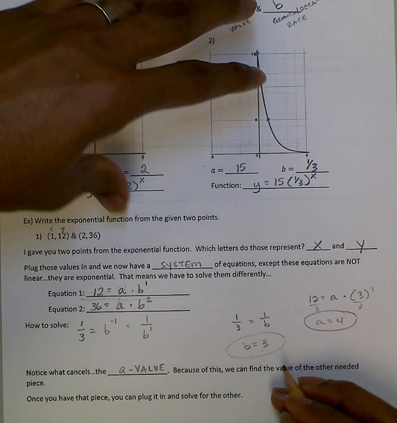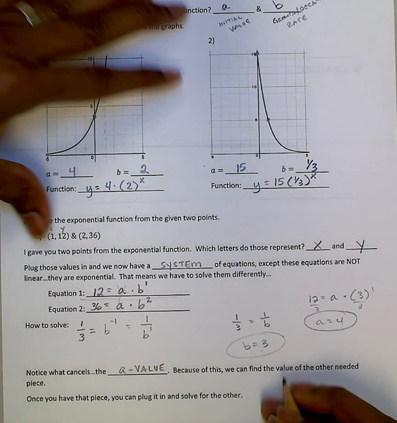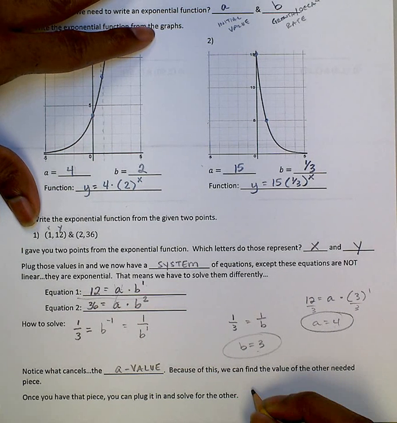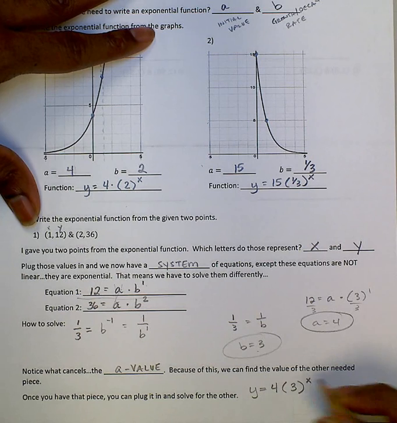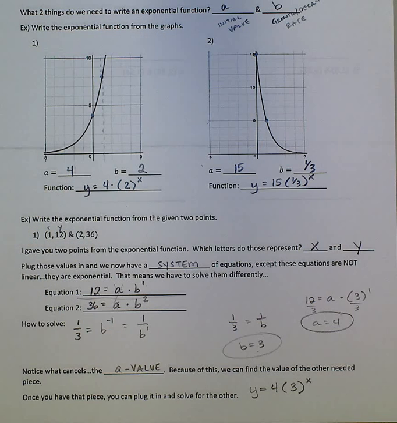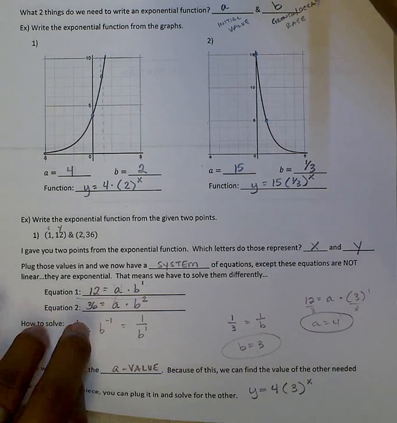And so I can write my equation for the system as y equals 4, 3 to the x. Okay? Alright, let's flip to the back, try it again.